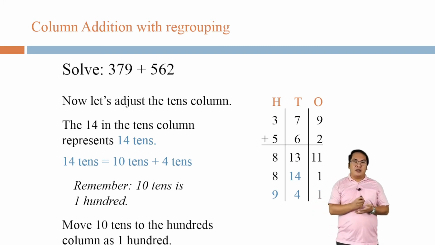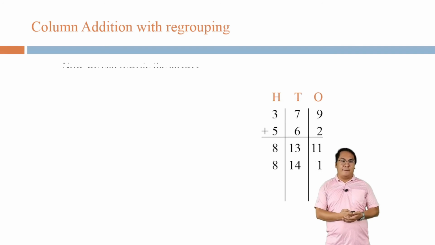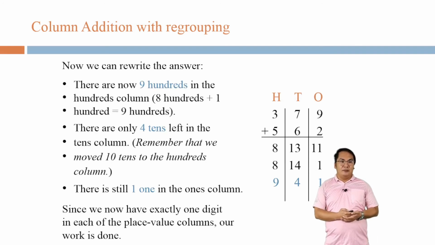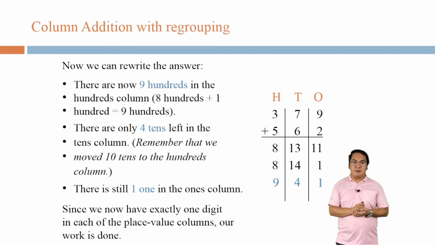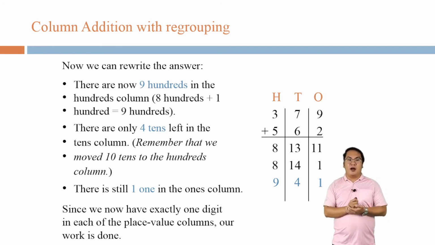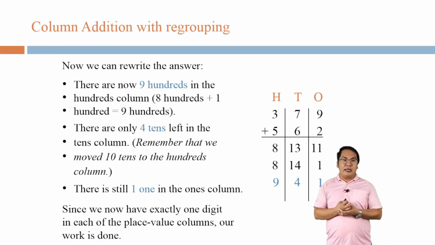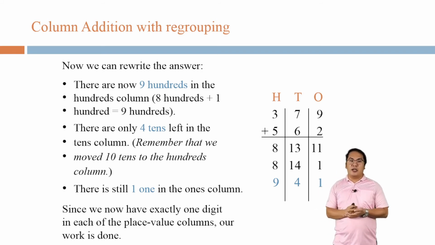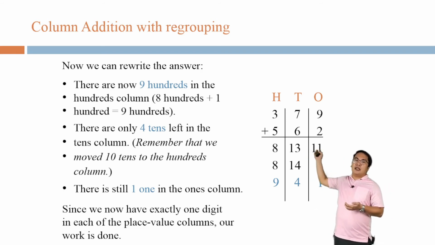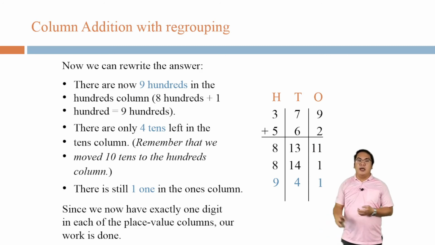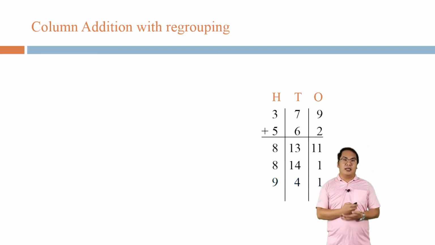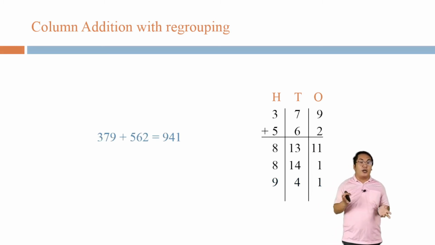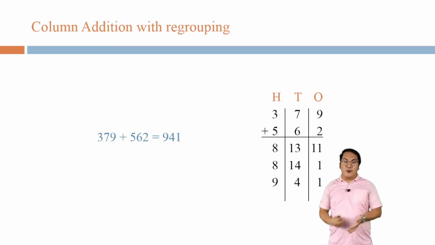So move the 10 to the hundreds place as 100. So there are now 9 in the hundreds place, and there are only 4 left in the tens column. So we have 379 plus 562 is equal to 941. This is the process wherein you are going to have the regrouping process.